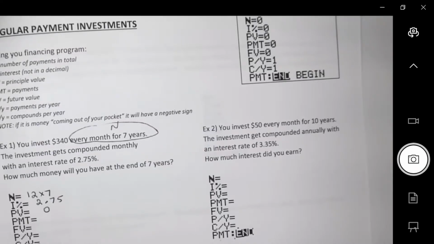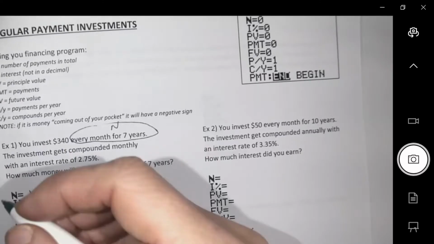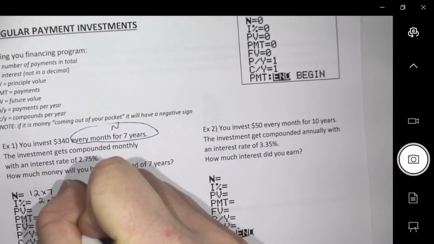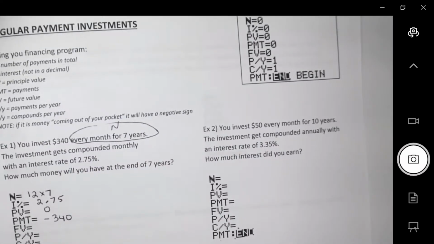Okay, PMT is the payment. So what kind of payment gets made on each of these times? So we're going to do $340 each time. Here's the thing. If it's money that comes out of your pocket, it's a negative. If it's a positive, it's because you made that. Okay, if it's coming out of your pocket, which we're doing, we're investing it, so each time we're spending it, it's coming out of our pocket. So negative.